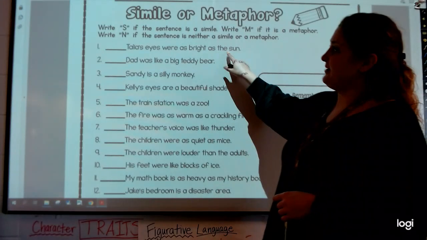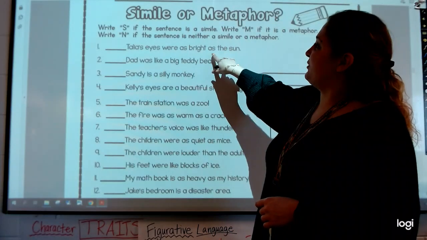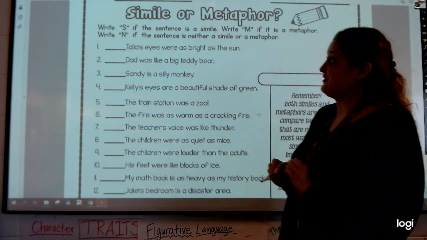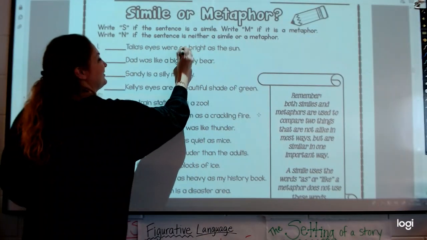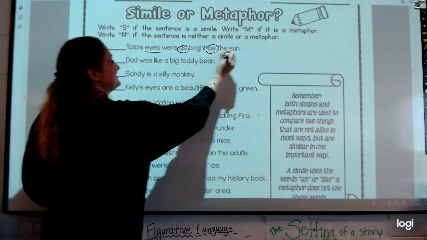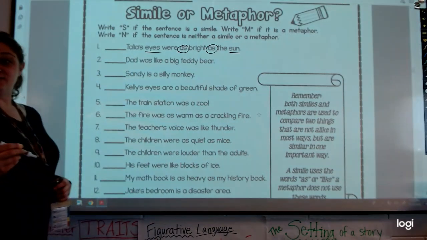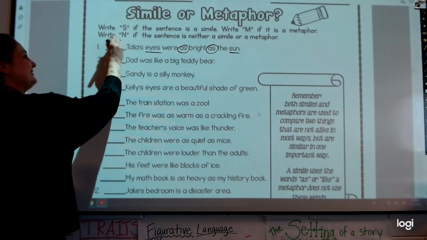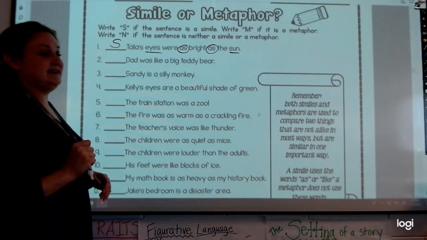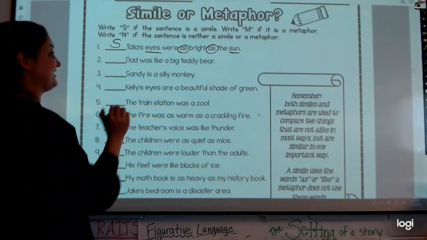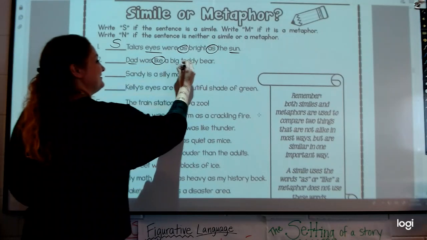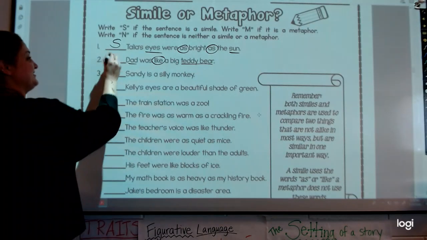All right, let's start with number 1. Talia's eyes were as bright as the sun. All right, now hopefully you're noticing we've got these comparing words, as, and it looks like they're comparing her eyes to the sun. So that seems like a simile. Number 2, Dad was like a big teddy bear. Well, I heard that comparing word, like. Okay, I think they're comparing Dad to a teddy bear. So that also seems like a simile.